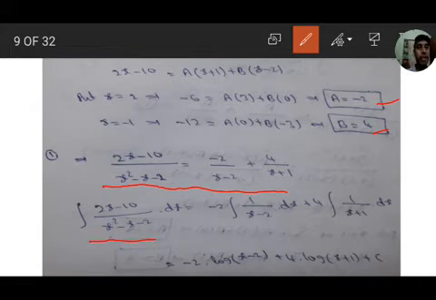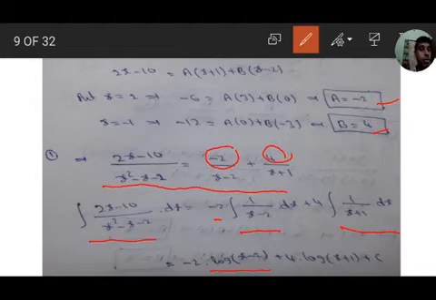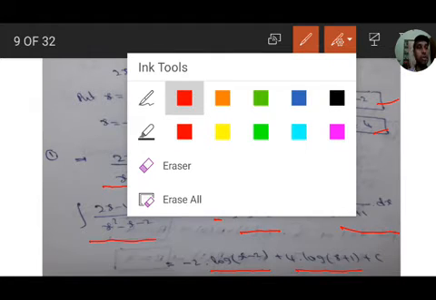Then integration of (2x minus 10) by (x square minus x minus 2) dx equal to minus 2, the coefficient outside, integration of 1 by (x minus 2) dx, plus 4, the coefficient, into integration of 1 by (x plus 1) dx. So by the formula, we get minus 2 into log of (x minus 2) plus 4 into log of (x plus 1) plus C.